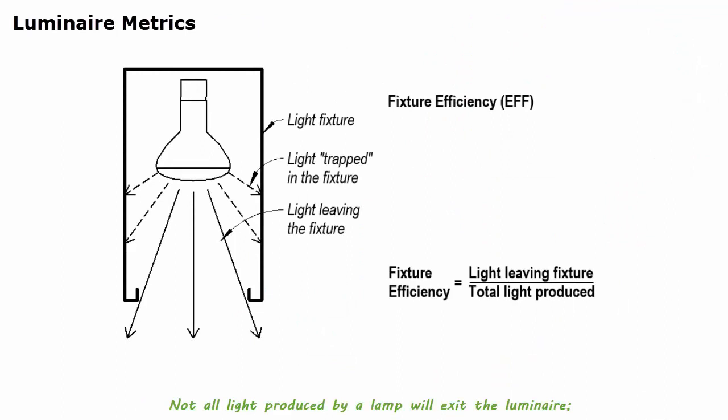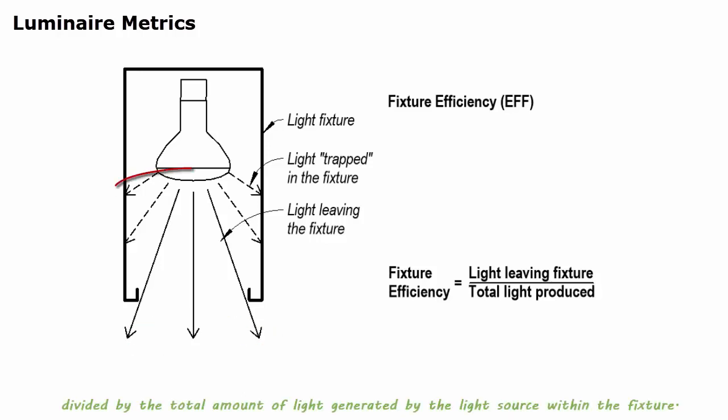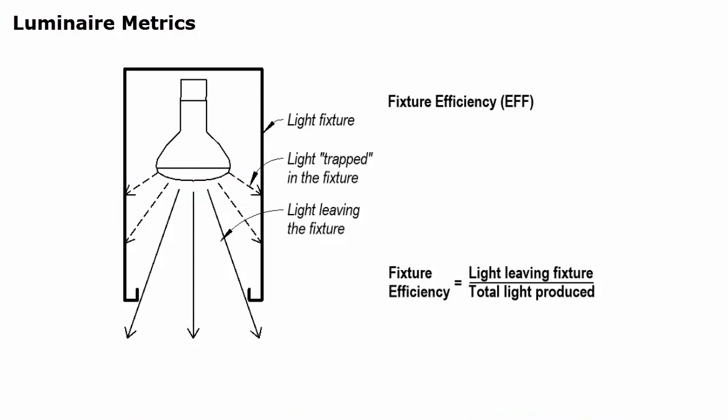Not all light produced by a lamp will exit the luminaire. Some will remain trapped inside and dissipate as heat. Fixture efficiency is the amount of light in lumens leaving a fixture divided by the total amount of light generated by the light source within the fixture. The luminaire's physical characteristics affect how much light can exit and be directed at the workplane.